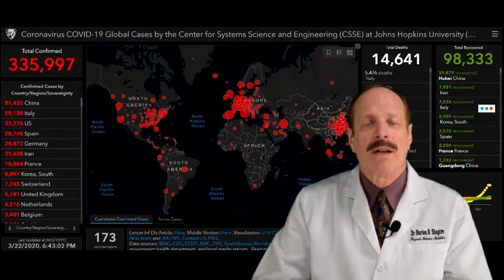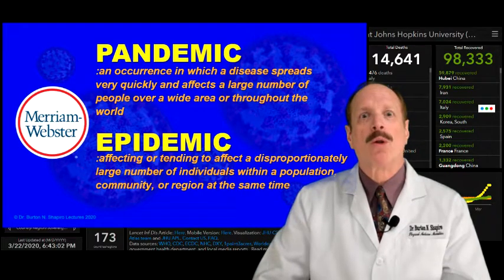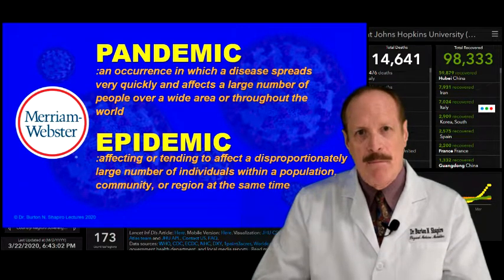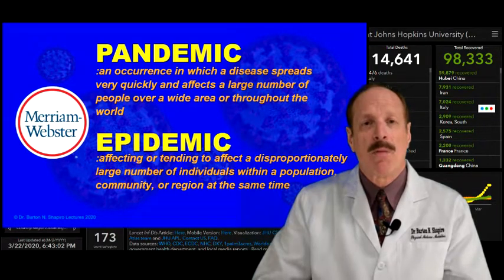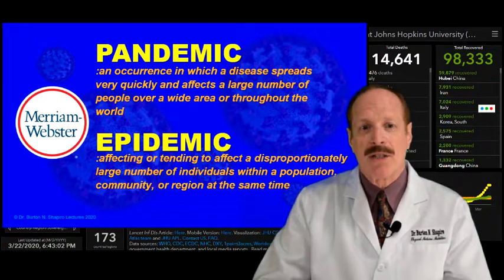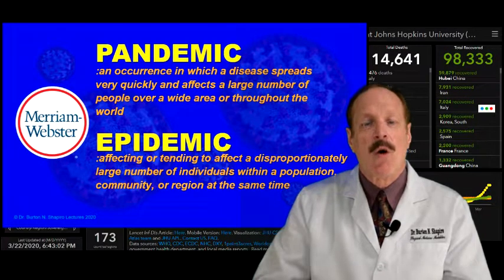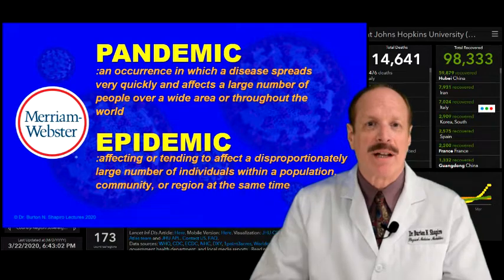Now we're talking about pandemics and epidemics. Well, we're in the midst of a worldwide pandemic, but we also experienced a couple of epidemics. Let's look at Merriam-Webster's definition. An epidemic affects or tends to affect disproportionately large numbers of individuals within a population, community, region, all at the same time. In this case, it was Wuhan in China.